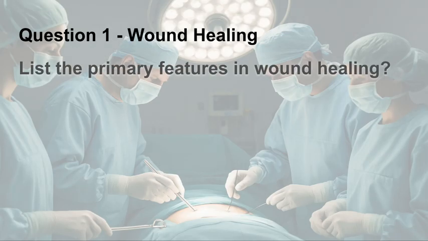Question 1. List the primary features in wound healing. Now, what happens immediately when tissue is injured? How does the wound environment change in the days after an injury? Which cells and proteins contribute to new tissue growth? And over the longer term, how does tissue regain strength and structure?